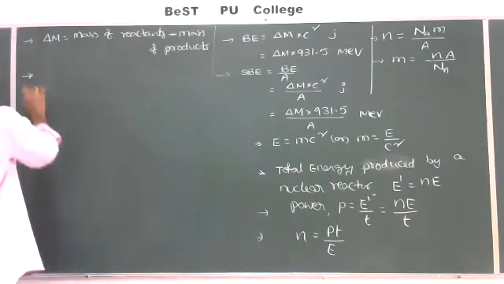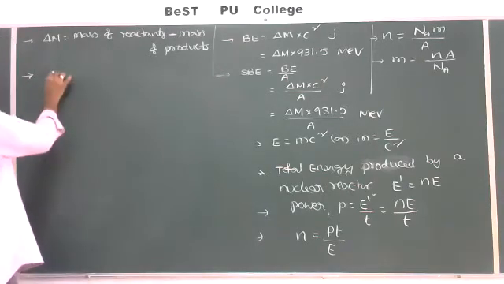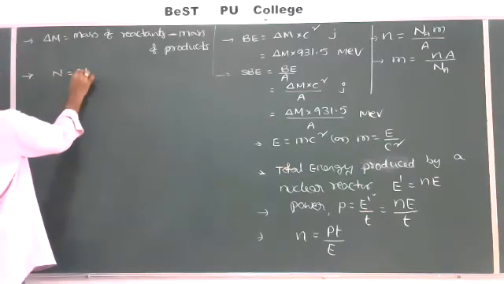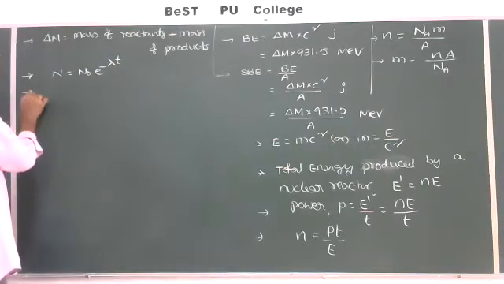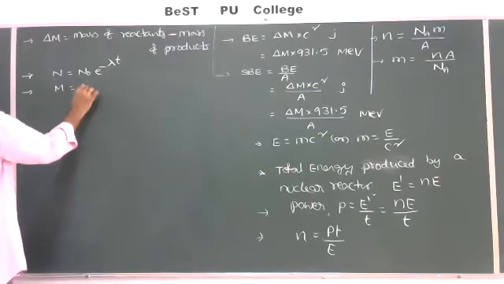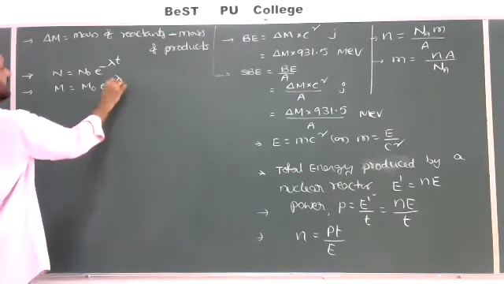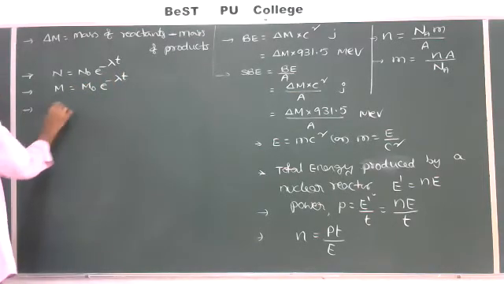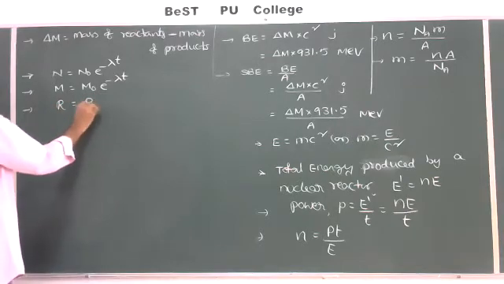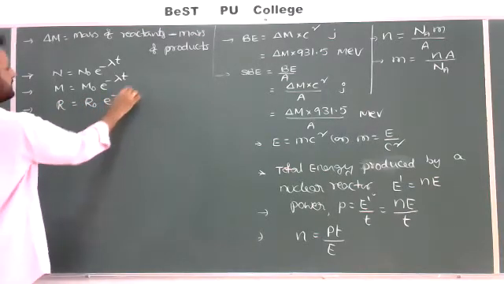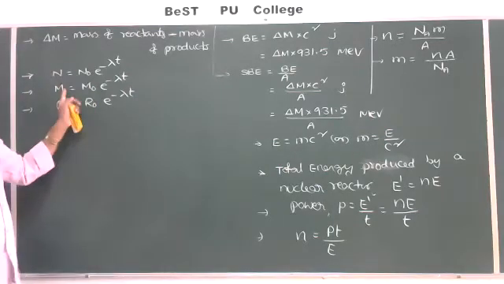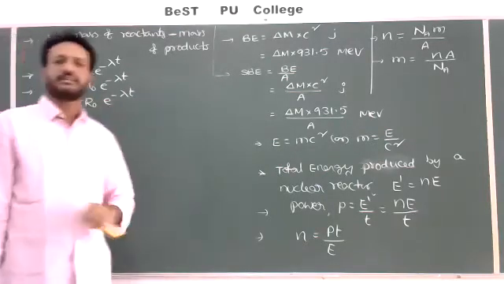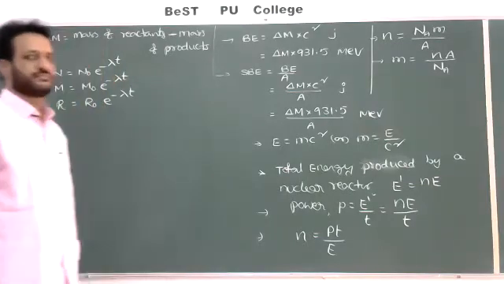Next, radioactivity formulas. We should write N is equal to N naught into e to the power of minus lambda t. In terms of the mass, M is equal to M naught into e to the power of minus lambda t. In terms of the activity, R is equal to R naught into e to the power of minus lambda t. Number of atoms, mass, and also activity of the sample.